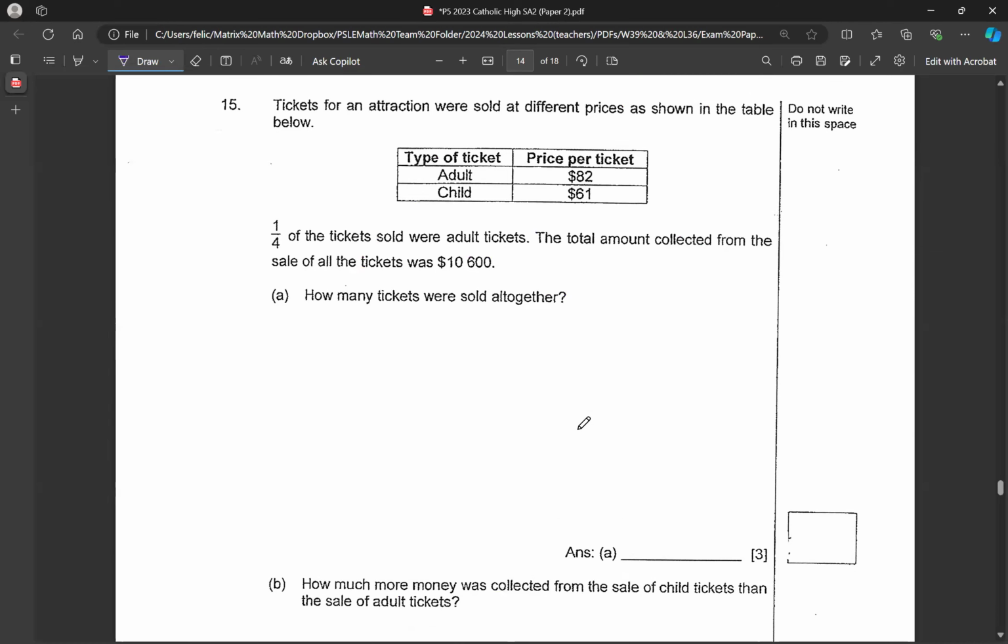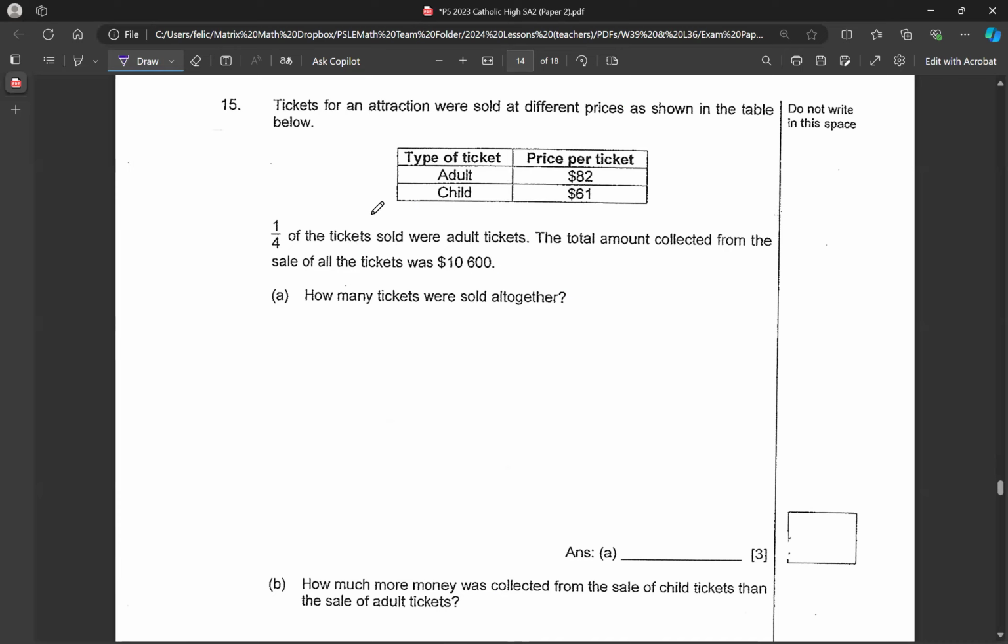Okay, question 15. Tickets for an attraction were sold at different prices. Adult and child prices are stated here. 1/4 of the tickets sold were adult tickets. The total amount collected from the sale of all the tickets was $10,600. How many tickets were sold all together?